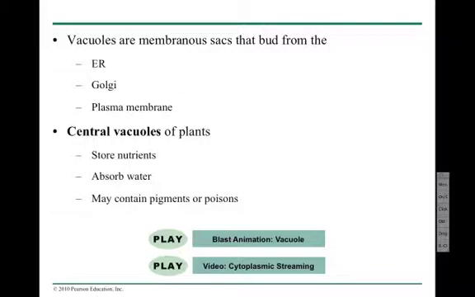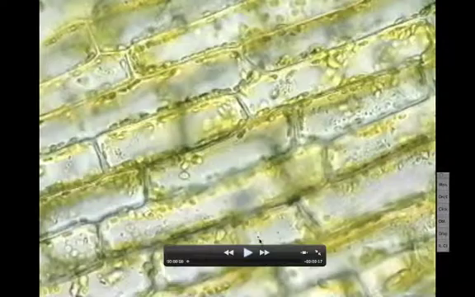Now I'm going to show a picture of the cytoplasmic streaming. I'm not going to do the other one because you can see that online.